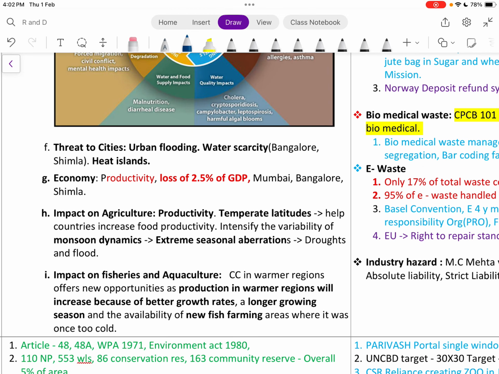Threats to cities: urban flooding, water scarcity in Bangalore and Shimla, heat islands, economic productivity loss of 2.5% of GDP in Mumbai, Bangalore, Shimla. Economy is a very wide term, so you can think of a very large area of sectors that can be greatly impacted. Impact on agriculture, especially productivity: temperature, temperate latitudes helping countries increase food productivity, and intensifying variability of monsoon dynamics, extreme seasonal aberrations, droughts and floods.